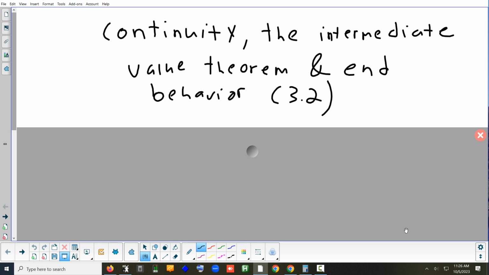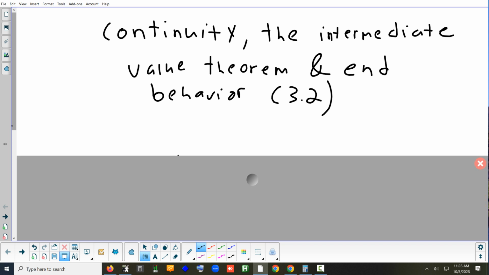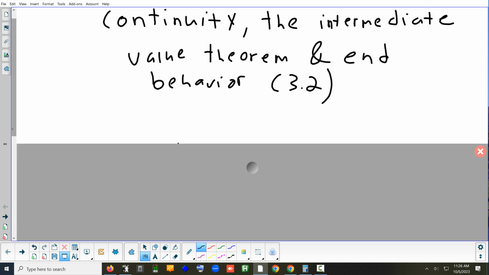So last thing we're going to look at in 3.2, it's kind of broken up into 3 separate things. There's a connection between them though. There's continuity, the intermediate value theorem, and what's called end behavior. So we're going to start out with the idea of continuity.